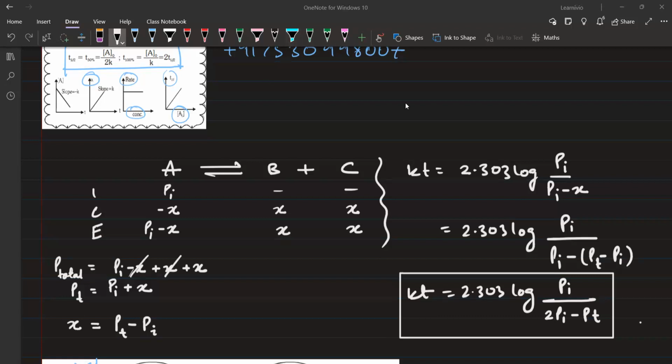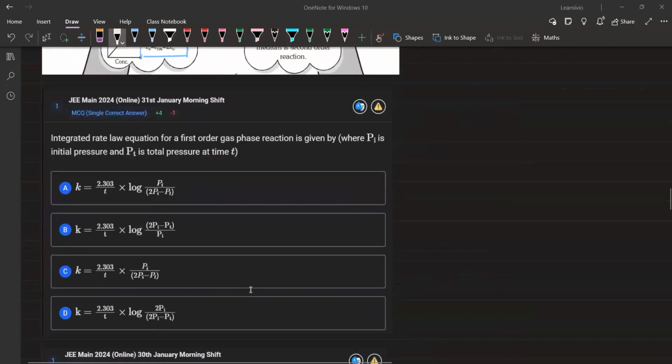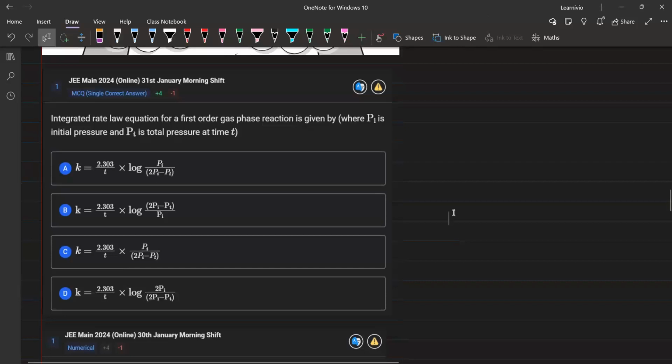Okay. All of you, if you are done writing, please tell me. Anyone still writing? No, sir. Everyone done? Okay, let us see the first question. See, this question is directly the same thing, right? The integrated rate law equation for first order gas phase reaction is given by, where Pi is initial pressure and P total is the total pressure at time t. What's the correct answer? Tell me, guys.